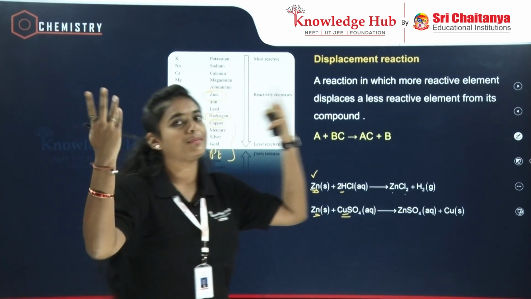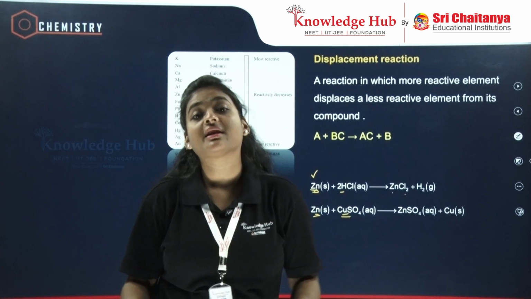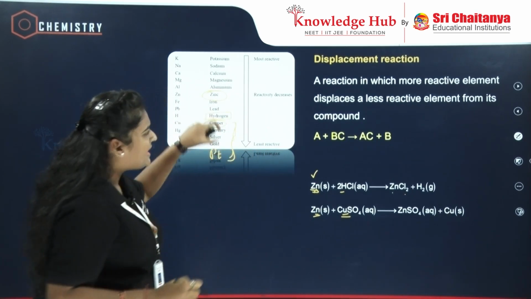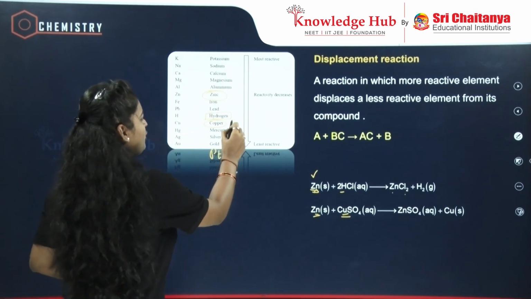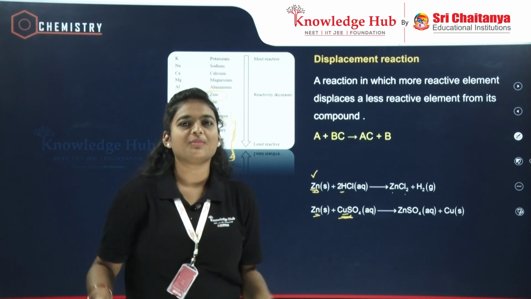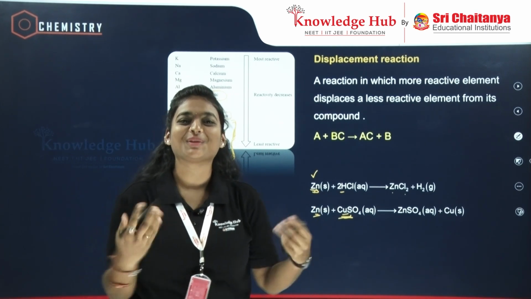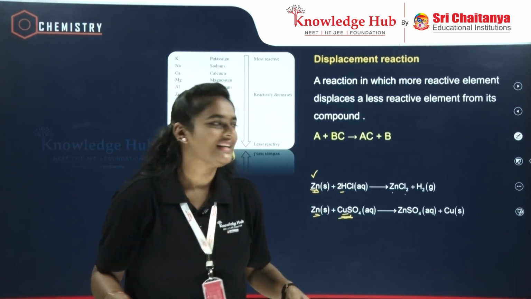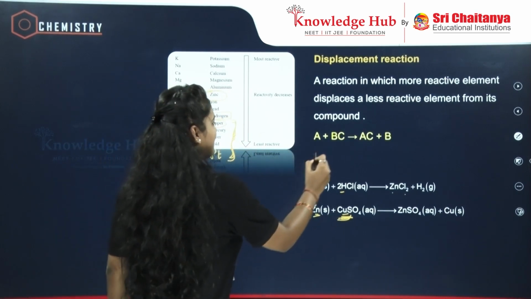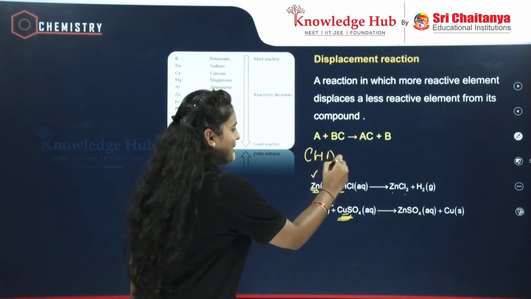Then you might ask me, ma'am, very nice series is there. Now how will I remember this? I'll tell you one simple technique. Instead of learning this whole thing, let us learn only these 5 metals. If those 5 metals are coming here, obviously you can displace them. You'll know that, okay fine, this is less reactive, I'll displace it. These metals, again this is also difficult for me. Fine, this is how I remember.